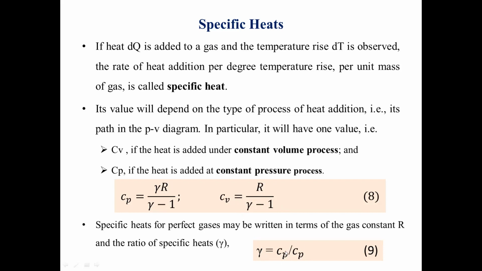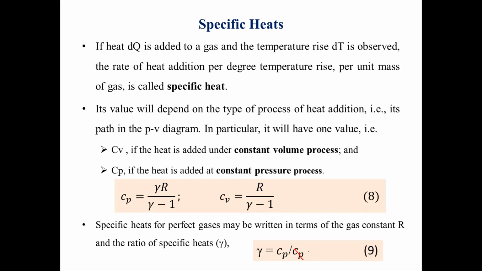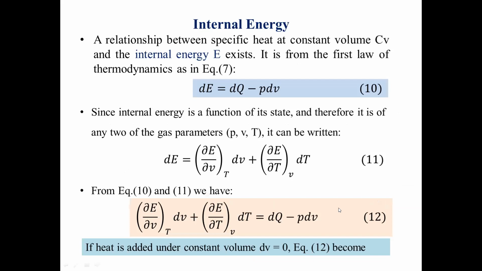And this gamma, or K in other cases, is Cp over Cv. It is the ratio of specific heat at constant pressure divided by specific heat at constant volume. It is not Cp over Cp, but Cp over Cv. Okay, you can make a small correction here.